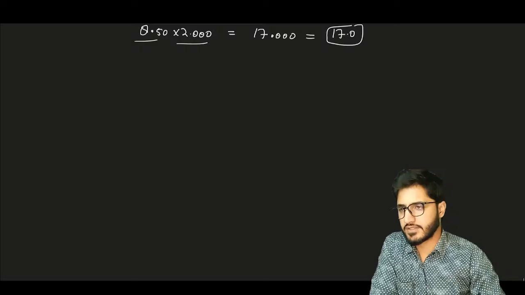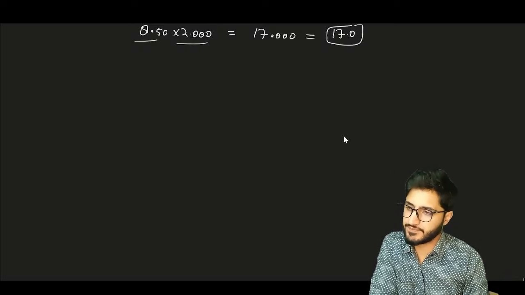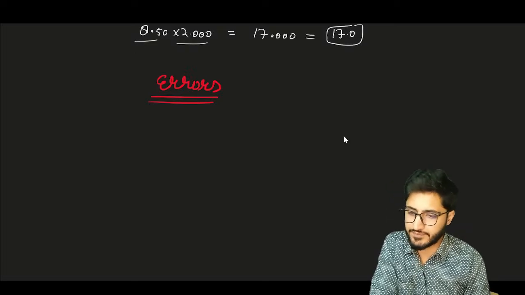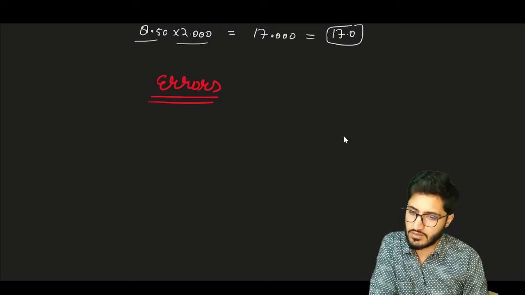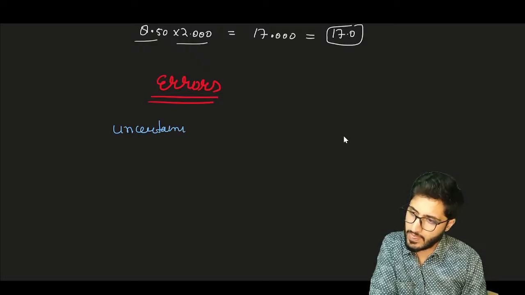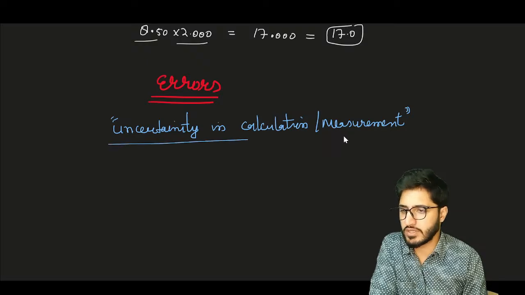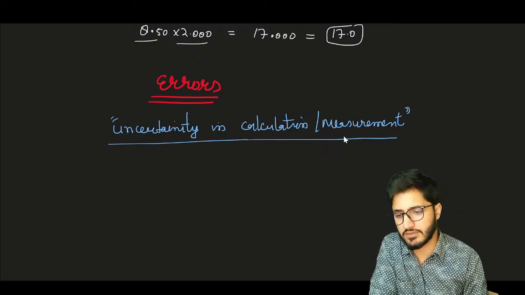Now we will start errors, the last part of our syllabus. What is error? Error means uncertainty. Uncertainty in calculation or measurement. Uncertainty in calculation or in measurement is known as errors. Okay.